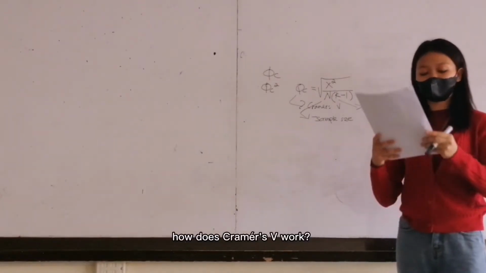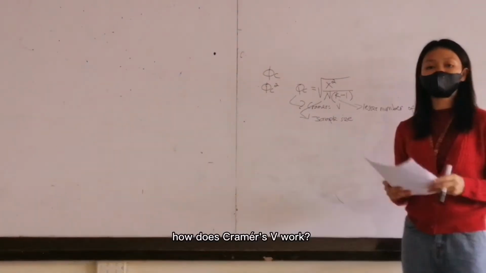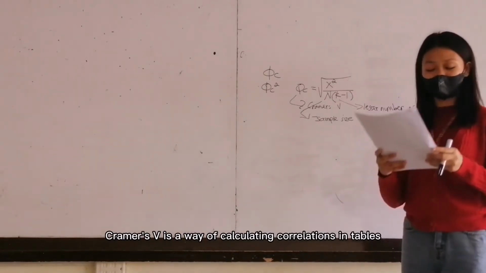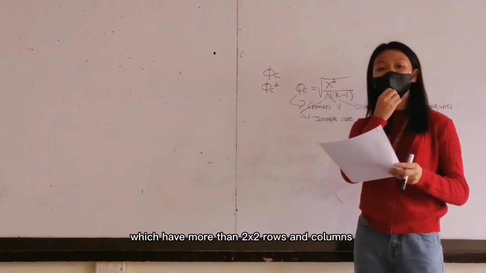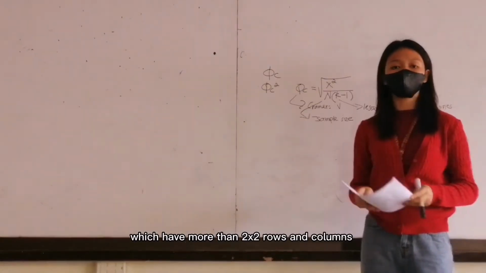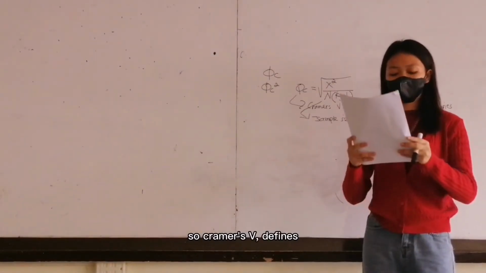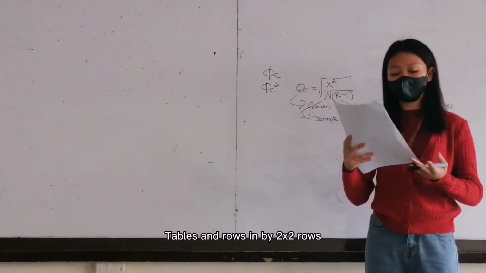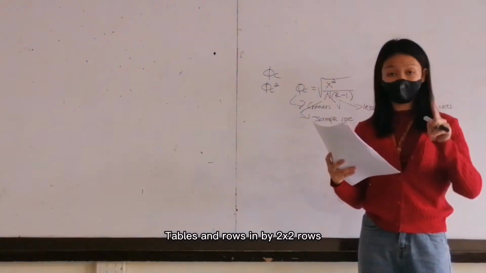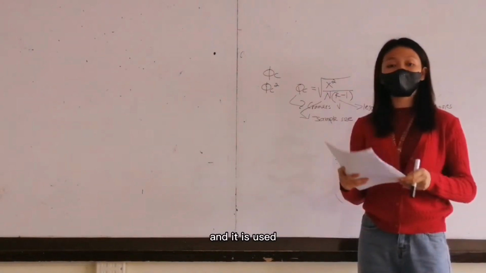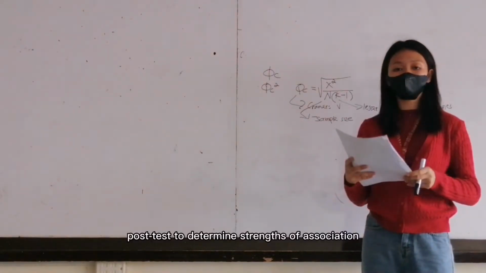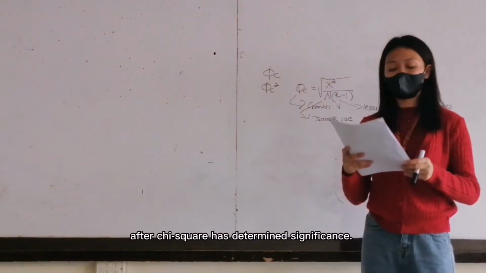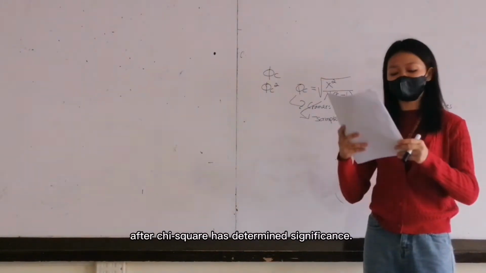So, how does Cramér's V work? Cramér's V is a way of calculating correlations in tables which have more than 2 by 2 rows and columns. It is used as a post-test to determine the strength of association after chi-squared has determined significance.